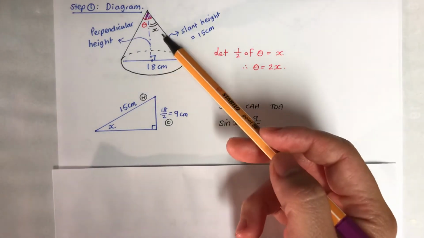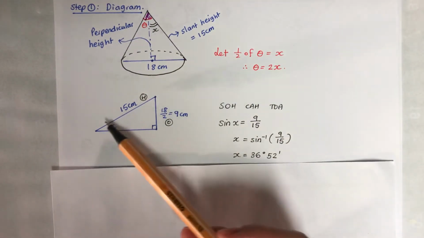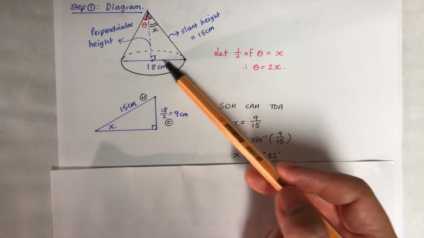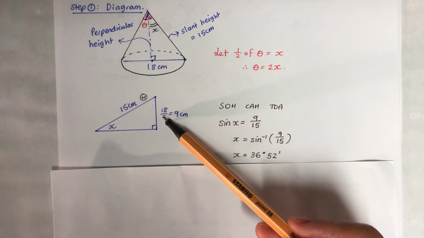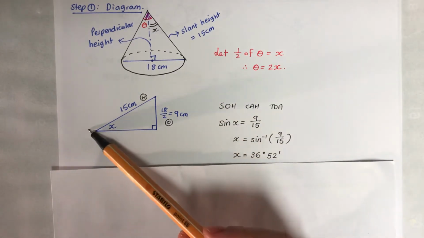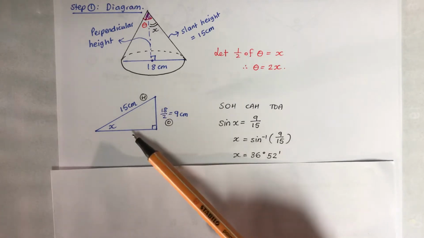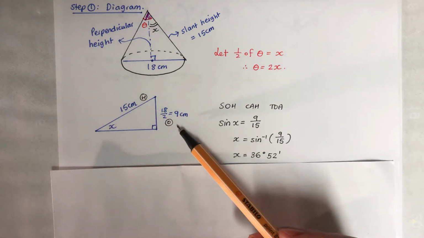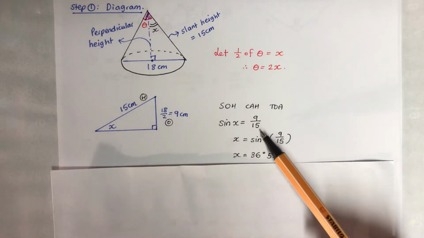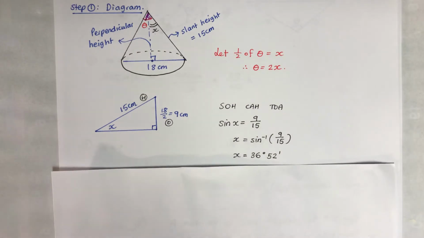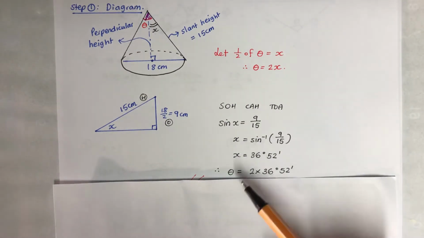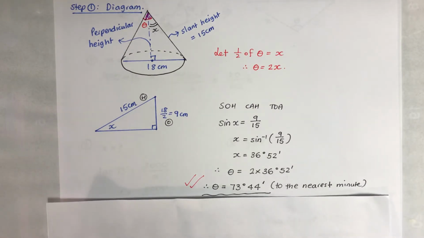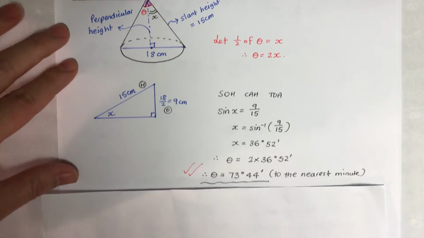So I'm just going to re-sketch this one right there. So that's my slant height, 15 centimeters, and that's my radius. So I'm going to halve the 18, which is 9, and that's O and H, which is sine x equals O over H, 9 over 15, and use shift sine, you will get that. But theta is double of that. So to the nearest minute, it will be 73 degrees and 44 minutes.